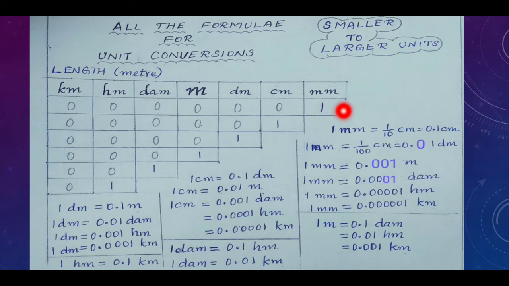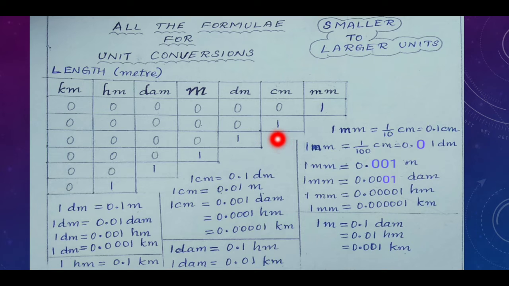So what about millimeter and decameter? 1 millimeter is equal to 0.0001 decameter. 1 millimeter is equal to 0.00001 hectometer. 1 millimeter is equal to 0.000001 kilometer.